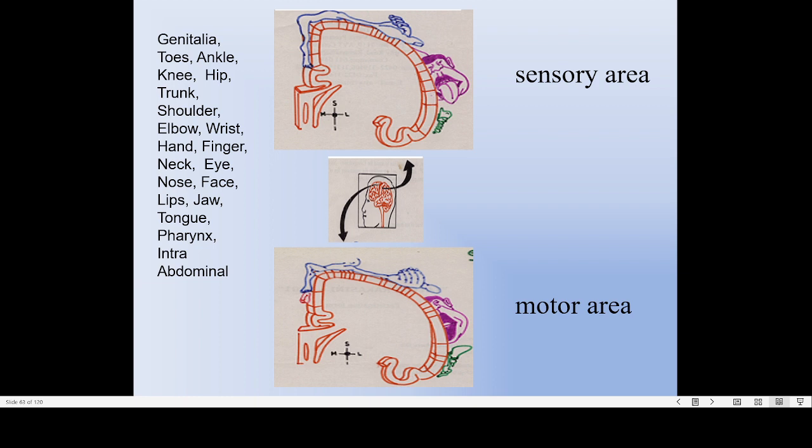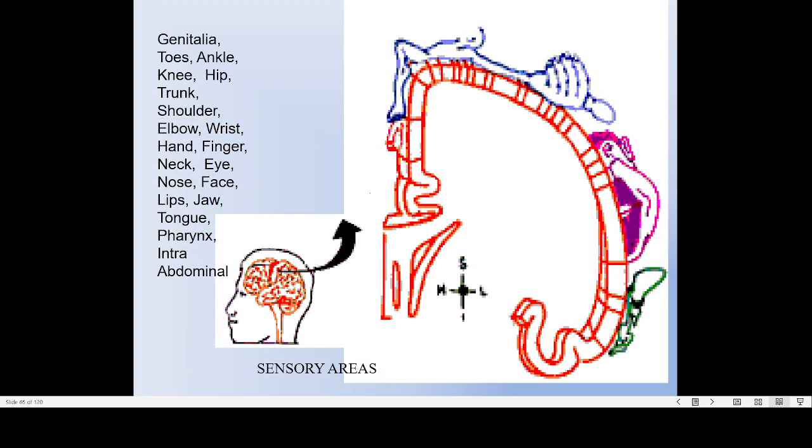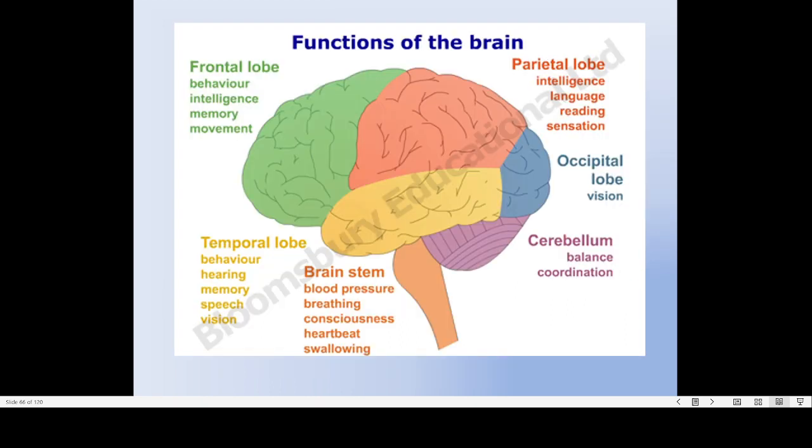That means it first starts from the medial surface of the hemisphere, then superior, then lateral and inferior. Like that the body is represented in the cerebral cortex region. That portion is called upside down, in both aspects, the motor area as well as the sensory area. Now we'll come to the brief functions of the brain.